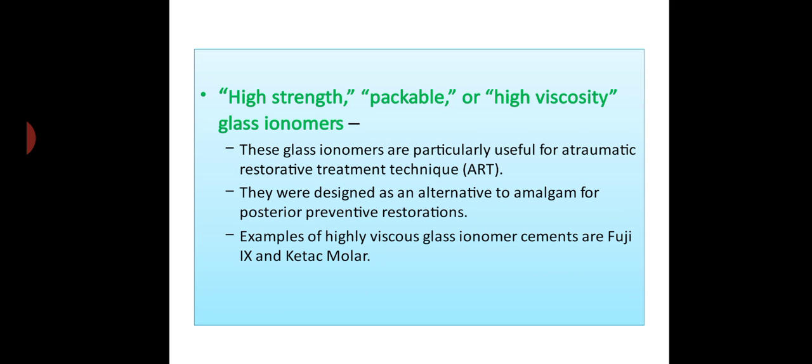High strength packable or high viscosity glass ionomers. These glass ionomers are particularly used for the atraumatic restorative treatment technique. They were designed as an alternative to amalgam for posterior preventive restoration. Examples of highly viscous glass ionomer cements are Fuji 9 and Ketac Molar.